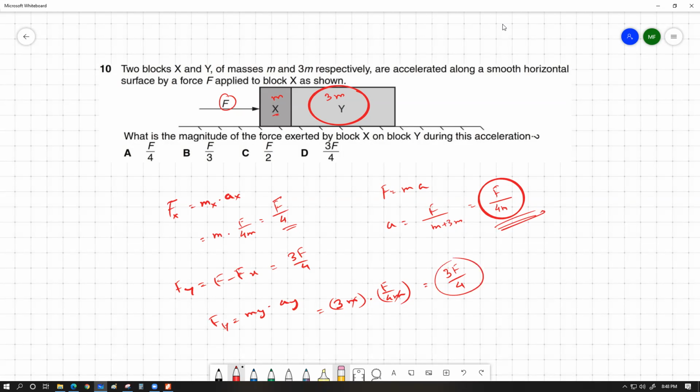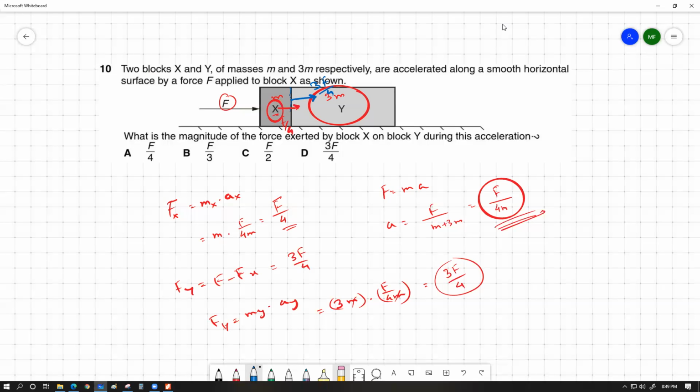Where would this force come from? Object x will push object y by this much force. Here's the deal. We are applying a force on the left side of object x. Out of this F force, object x uses an amount of F over 4 for itself, and it transfers the remaining force onto object y, which is 3F by 4. So at the contact surface between x and y, the force that works between the two objects is 3F by 4.